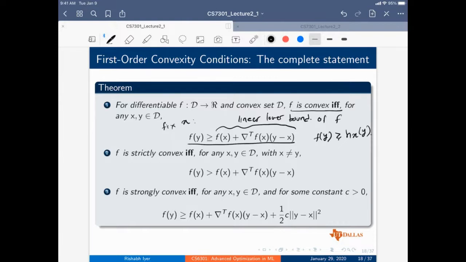This is nothing but the known result that if this is a convex function and you take a point over here, this is a linear lower bound everywhere. So I have my fixed x, and for every other y, f(y) is above this. This result holds as an if and only if condition.